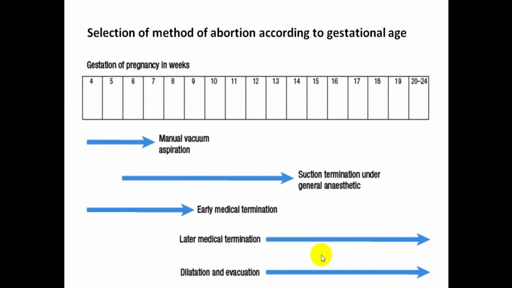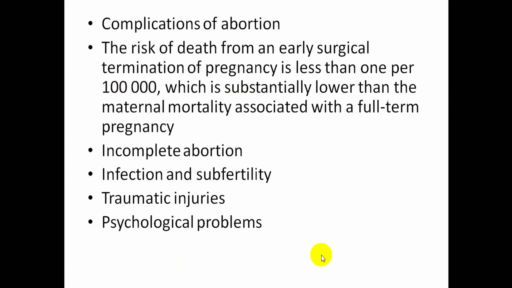This is a comparison between methods, and we select the method of abortion according to the complication. As we know, incomplete abortion, risk of death, infection of unsafe fertility, traumatic injury, and psychological problems.